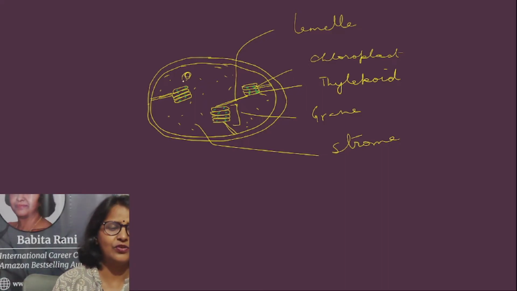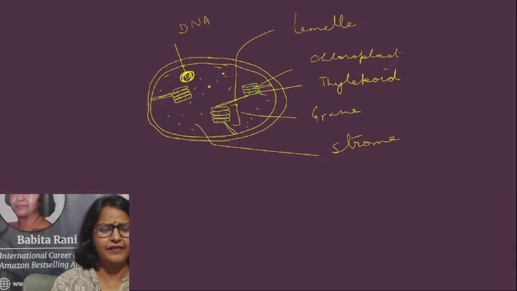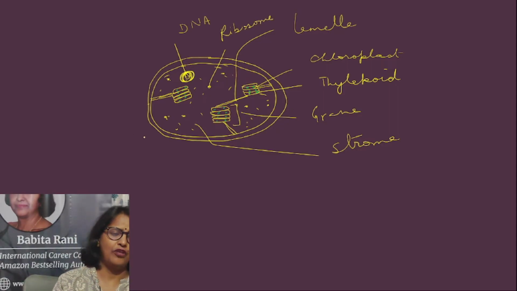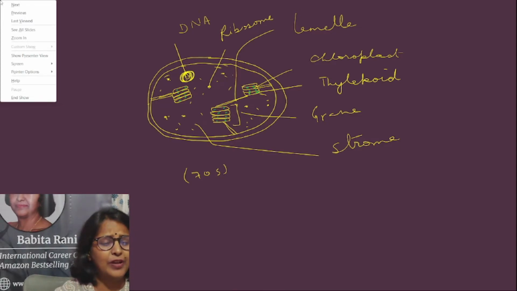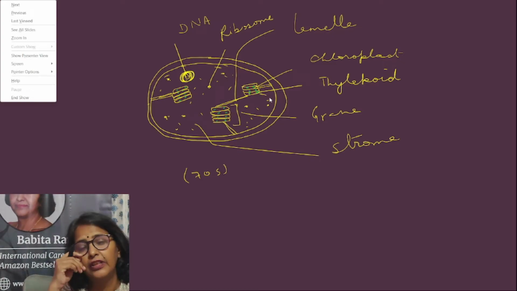It also has its own circular DNA, and ribosomes are scattered. This ribosome of chloroplast is also of 70S type. So this is the structure of chloroplast.